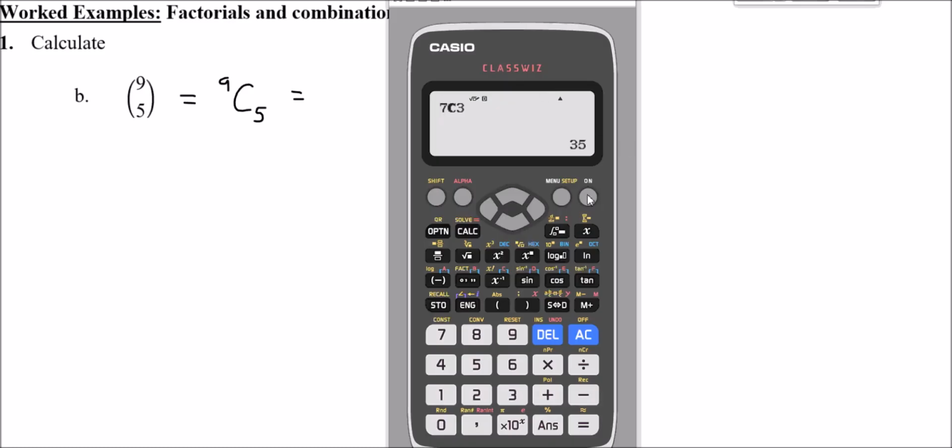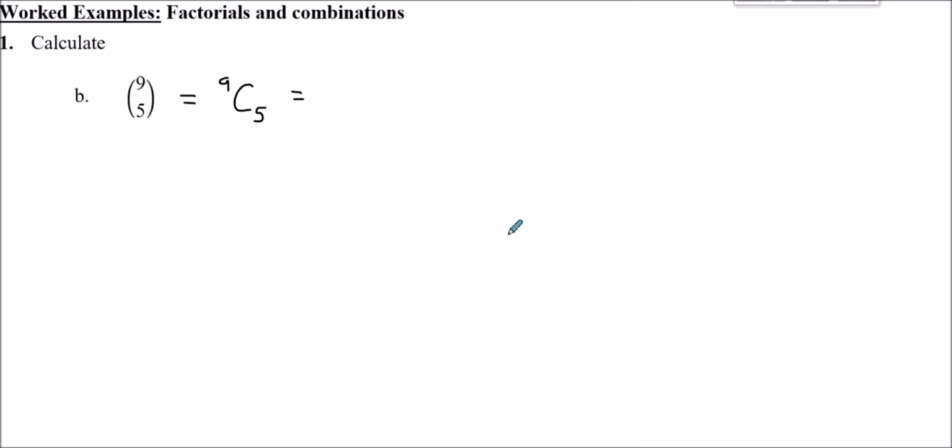Part B, 9 and 5, that means 9 choose 5. So typing that into our Classwiz, we can press Shift Divide in a moment. So 9, Shift Divide for the C, then 5, that gives us 126.